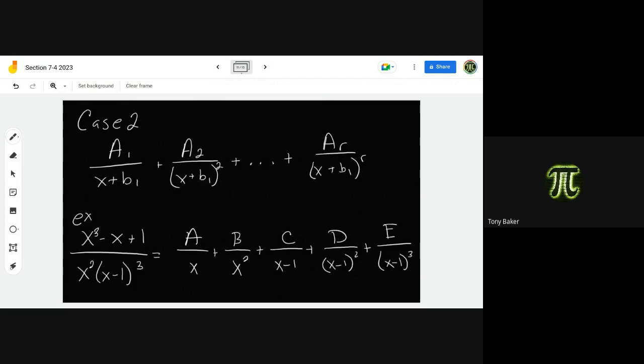And how it's done is you literally write it as many times as you need to. So since I have x squared, I have an x to the 1 and I have an x squared. Since I have x minus 1 to the third, I have x minus 1, x minus 1 squared, x minus 1 to the third. No, we're not going to do this problem up. Don't worry.